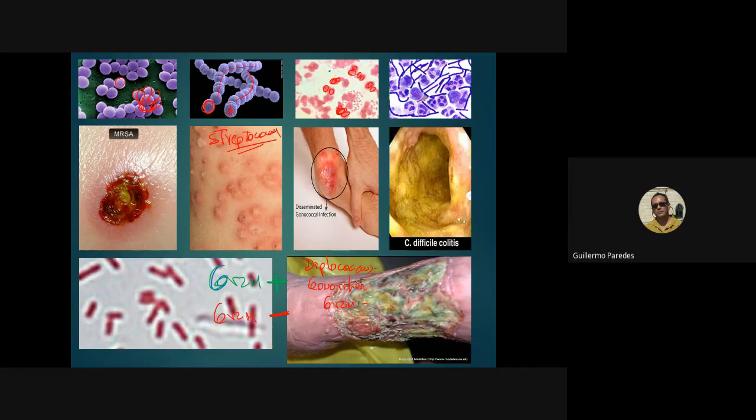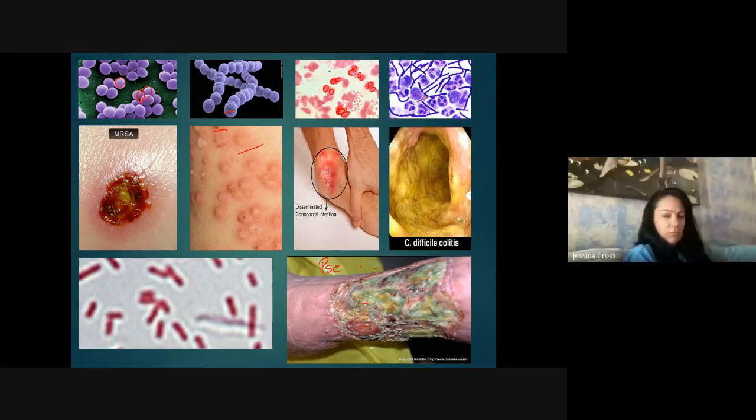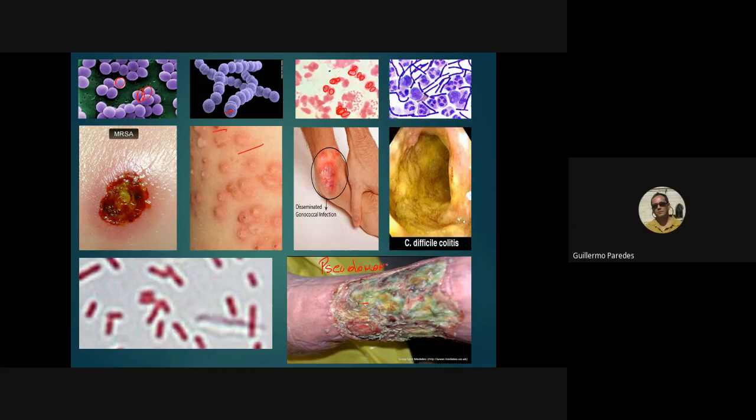This is the Pseudomonas. Pseudomonas, has somebody heard about Pseudomonas? Pseudomonas aeruginosa, that is actually a gram negative. And this basically happens in patients with diabetes mellitus. If you see the lesion here, you need to recognize it early, because when you have Pseudomonas, regular antibiotics are not going to be effective. If you wait for the diagnosis later, it's going to be too late.